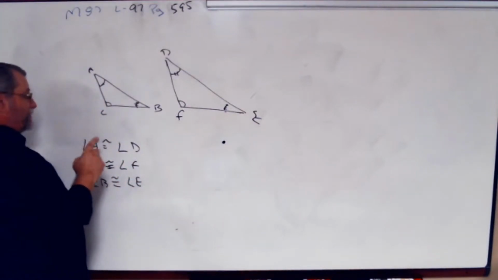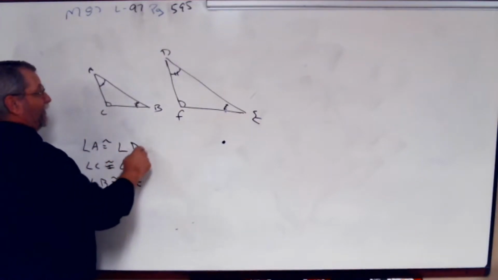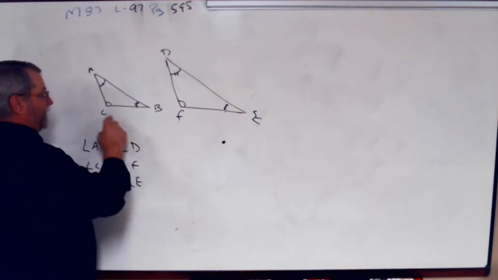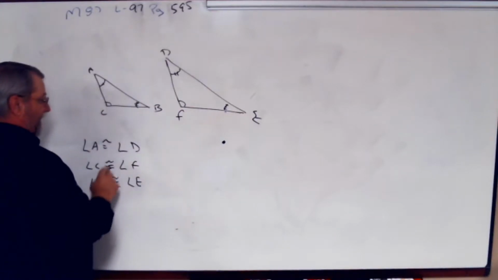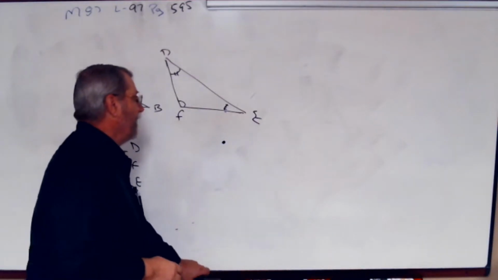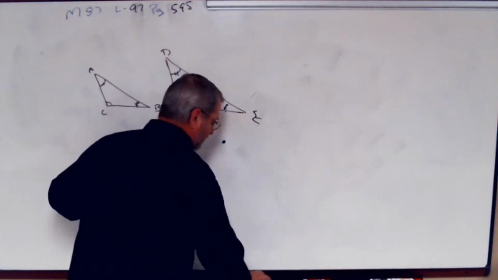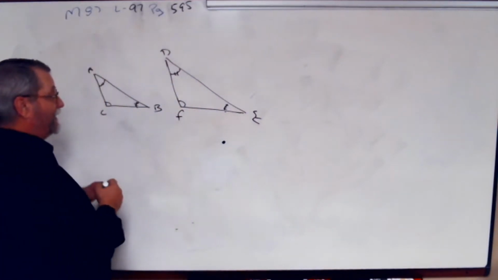Now corresponding angles: angle A is congruent to angle D, angle C is congruent to angle F, angle B is congruent to angle E. This is congruent with the angles, all right? So because they're similar, there's a ratio between the sides.